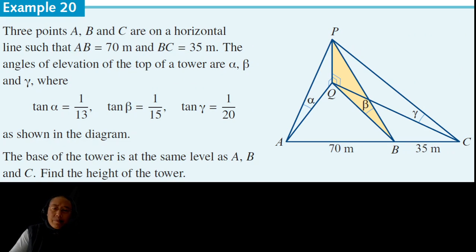Alright, next example. So again, pause the video, have a look, read the descriptions, and see what you need to find out. Alright, let's continue. We need to find the height of the tower, which is PQ. There's a few pieces of information given to you. You know those angles from the top of the tower to the points A, B, C, and we know the lengths AB and BC.